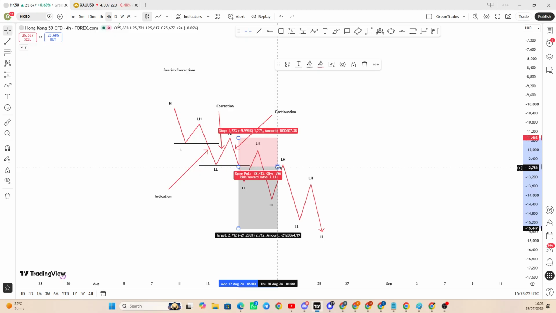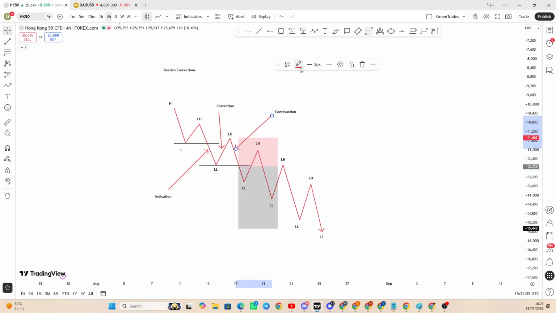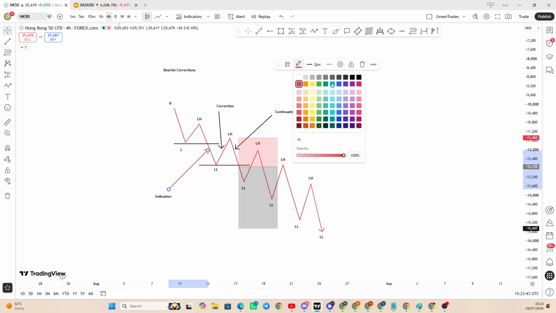But you're going to do all of this in the 15 minutes when it comes to the corrections and continuations. You're going to mark up your lines on the 1 hour or the 4 hour. But then when it comes to entering the trade, you're going to actually enter the market from the 15 minutes or the 5 minutes time frame. I explained that in the previous video, so if you go back to watch them, you'll be able to understand that. But I'm going to try and touch a little bit on it as well in this particular video.